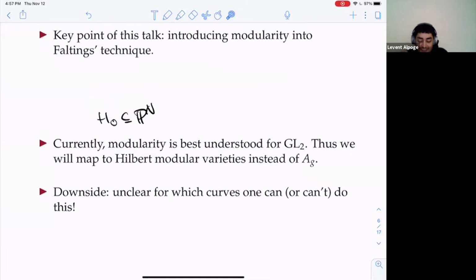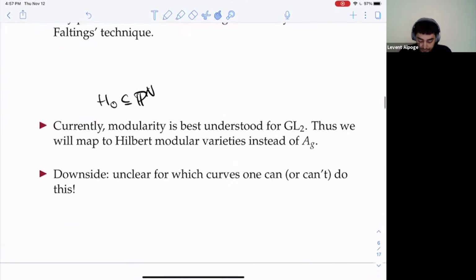I had to work pretty hard, actually, to find an explicit curve for which this study of S-integral points on Hilbert modular varieties tells you something. So it's not clear to me which curves, for example, it's not even clear to me over C, which curves map to Hilbert modular varieties in a non-constant manner. So anyway, that's the downside.